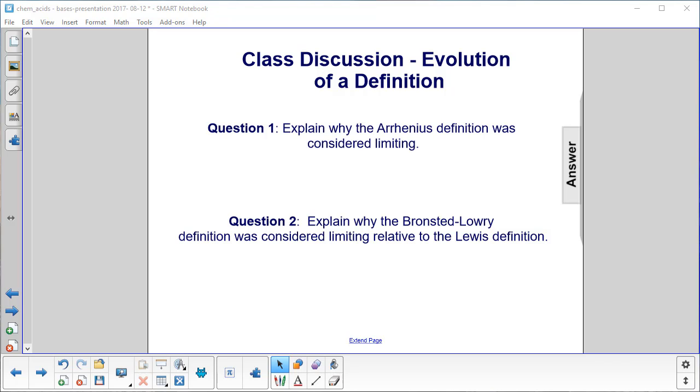Here's two discussion points, which if you're with other folks, you can talk about, or if you're by yourself, kind of write down an answer here. So take a few seconds or minutes. We'll pull out the answer tab when you're ready. Okay, here we go.